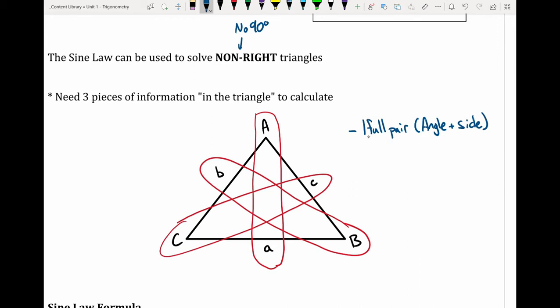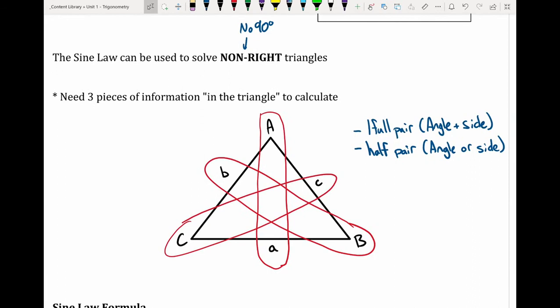So we need to have a full pair, something like this in red, and then we need half a pair. What we mean by half a pair is either an angle or a side. So we need to be given one of the other pieces for a pair. Whether we're given just the angle or just the side, it doesn't matter. Those are the three pieces of information we need: an angle and a side, and then either another angle or another side.